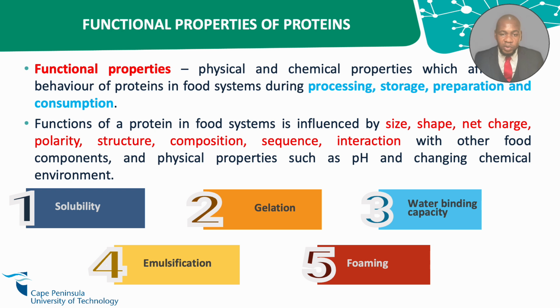The functions of a protein in food systems are influenced by the shape, the size, the net charge, and importantly, the environment, such as the pH and the temperature. This is why the same protein can behave differently in milk, meat, or in baked products.